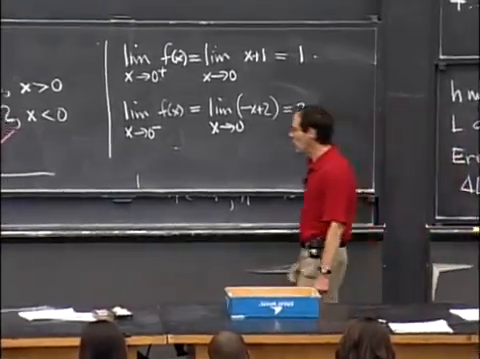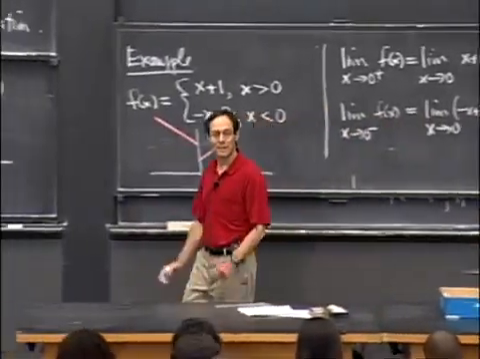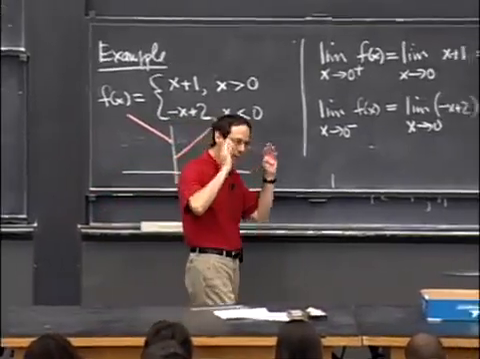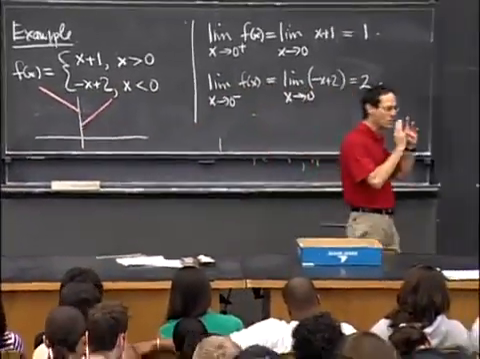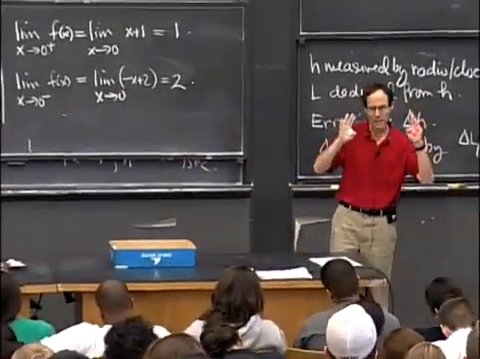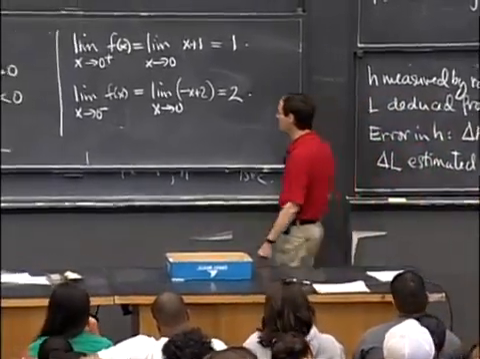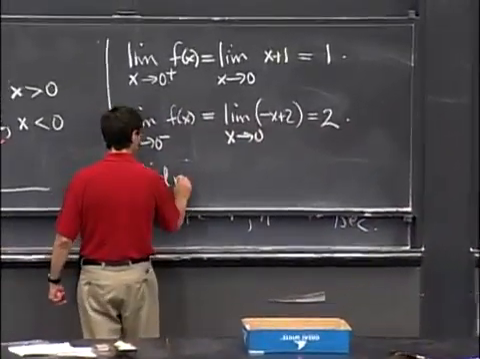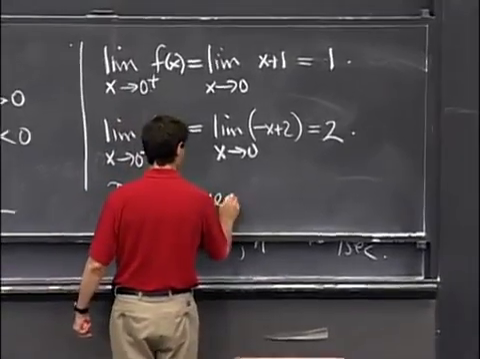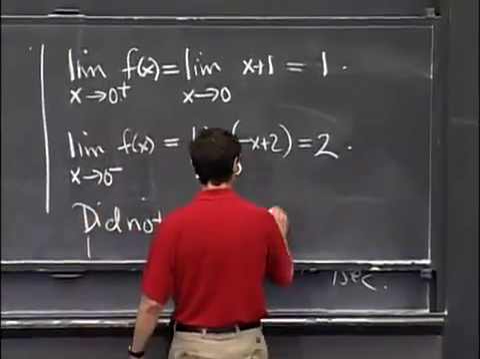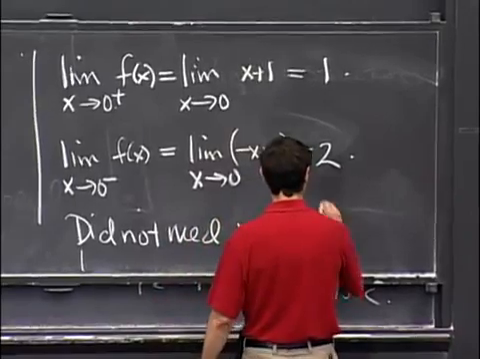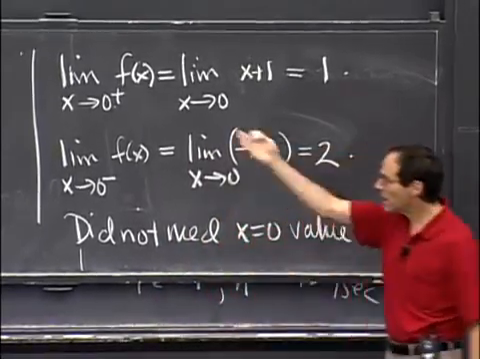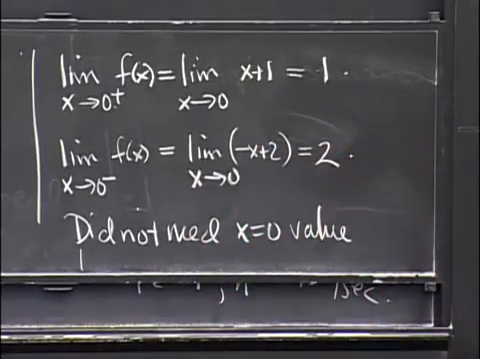Now, notice that the left and right limits, and this is one little tiny subtlety, and it's almost the only thing that I need you to really pay attention to right now, is that we did not need the x equals 0 value. In fact, I never even told you what f of 0 was here.